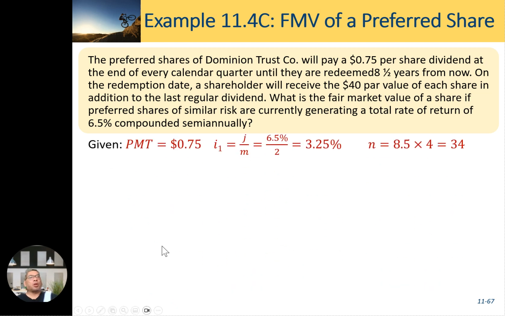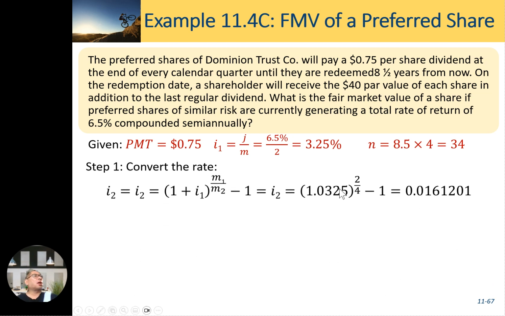So you're going to put in the logic numbers first, figure out which one is which. PMT is 0.75, I is 6.5%. Here, compounded semi-annually, divided by 2 is 3.25%. But you get N as 8.5 times 4, because it's quarterly, 34. Once you do that, you're going to convert the rate again. You're going to convert (1 + 0.0325)^(2/4) − 1, because remember it is from semi-annually to quarterly. This is the number. Once you get the number, you're going to plug it in.